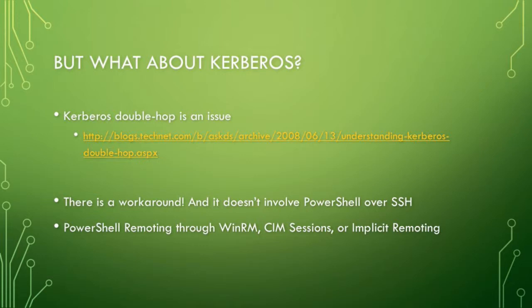Now, a couple months back, I did a vBrownBag where I talked about something similar to this, and to get around the Kerberos double hop issue, I was using SSH to execute those commandlets for Exchange. But I found there's a better way to do it, using implicit remoting.